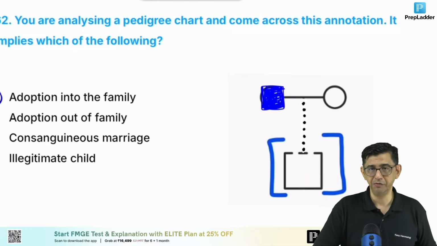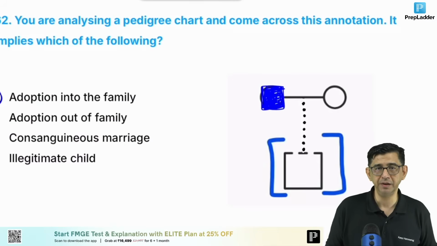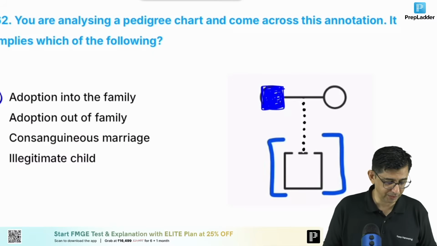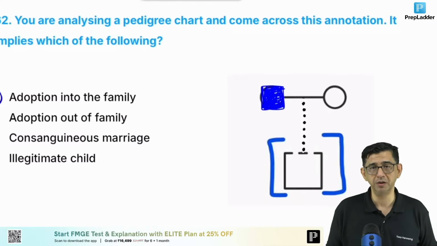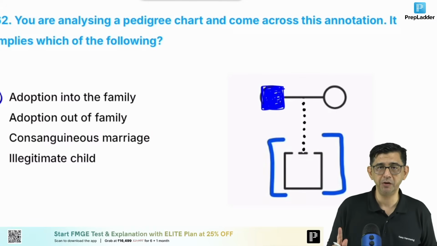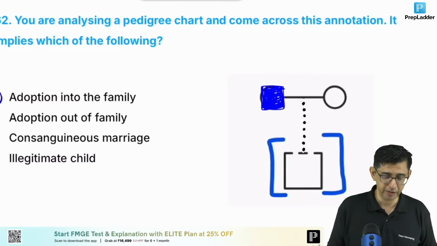And suppose I give you a similar description and you notice that there are no brackets given, then without the brackets we'll think in terms of adoption out of the family. The correct answer in this case is option number A. If I remove the brackets and the dotted connotation is given, then it is adoption out of the family. I repeat my points once again. What you are seeing in this case is the kid has been adopted into the family, so the brackets come in and the dotted description comes in. If I remove the bracket, it is adoption out.